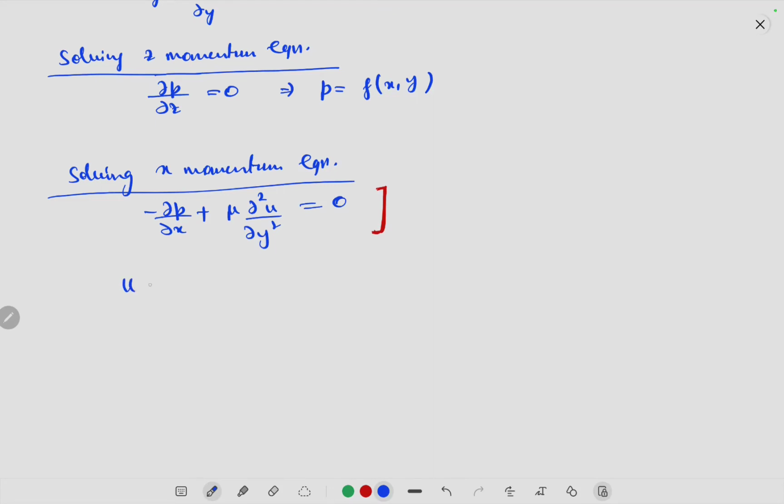So I have said that u is only a function of y. Okay, so in that case, del square u by del y square will be a function of y or some constant, correct or not?